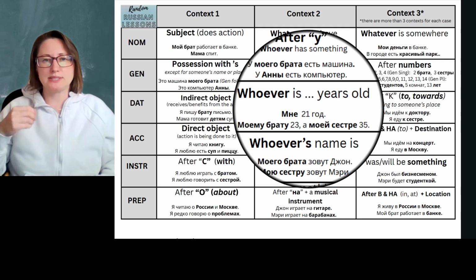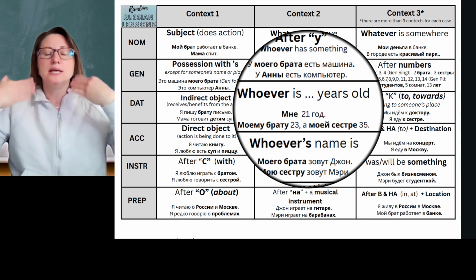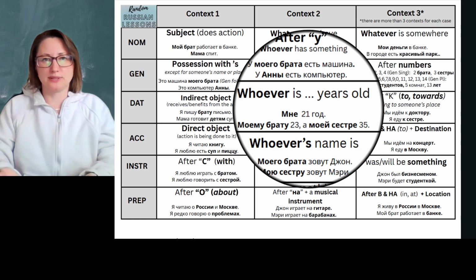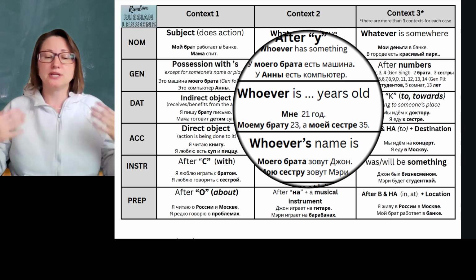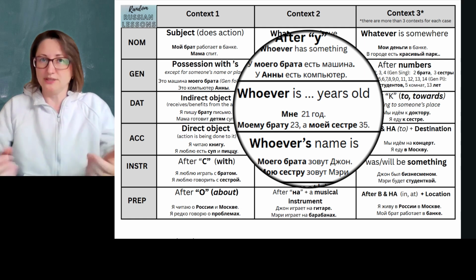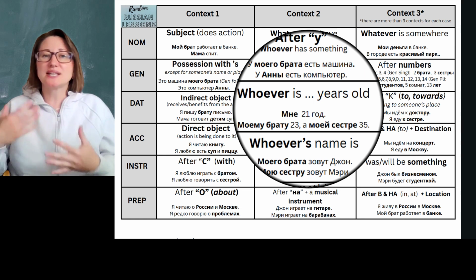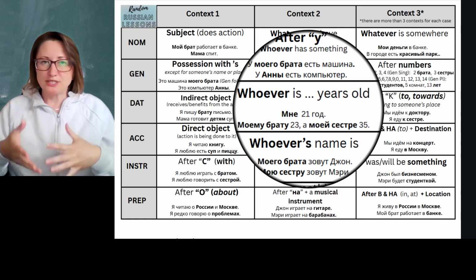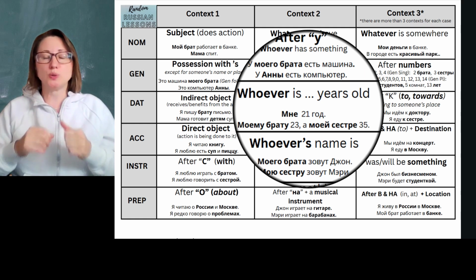Моему брату 23. So my brother is 23. My brother is going to be in dative because there is 23 years given to my brother. Моей сестре 35. My sister is 35. My sister is going to be in dative because she is given the gift of being 35. And again, we don't think about it like that. It's just how I explain it to my students, so it's easier to remember. So whoever is so and so many years old is going to be in the dative case.